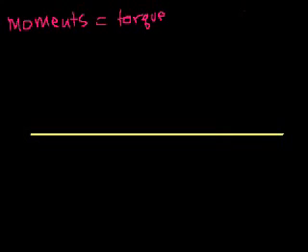So what we learned when we learned about torque is that an object won't rotate if the net torque, the sum of all of the torques around it, is 0. And we're going to apply essentially that same principle here.